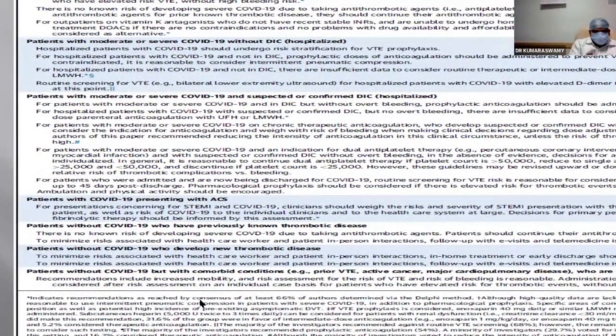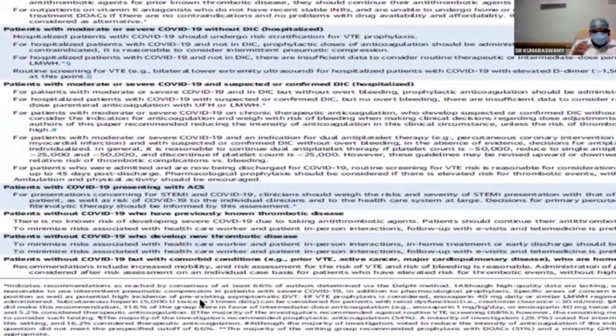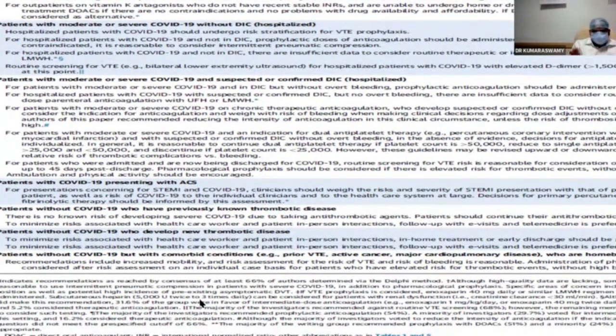Okay. And patients with COVID-19 presenting with ACS and VTE, you already know how to manage. Patients without COVID-19 who have previously known thrombotic disease, you should continue their treatment. You should not bother about whether you will get a COVID-19 infection compared to other patients who are not taking antithrombotic treatment, because if they get COVID-19, it will become very severe. Don't bother about that. You continue antithrombotic treatment.